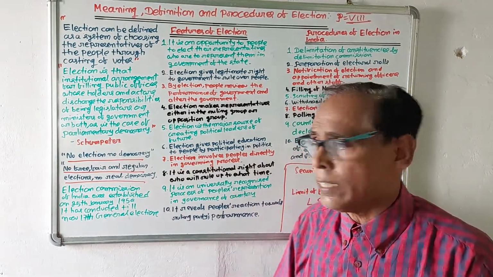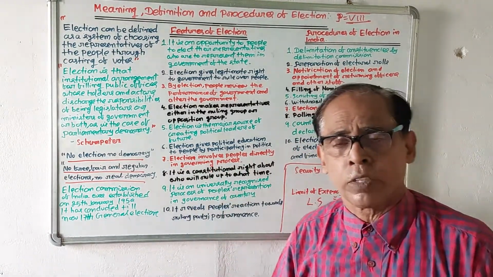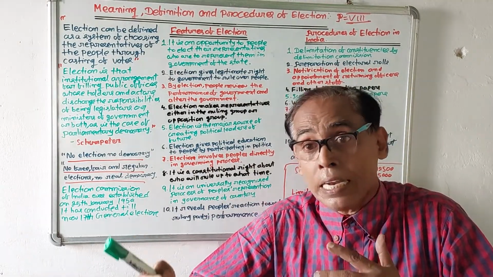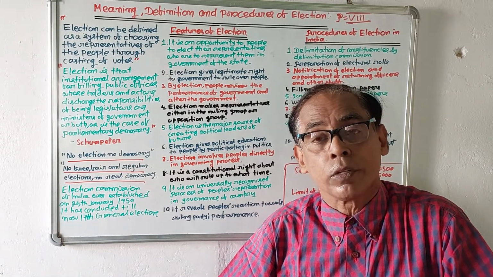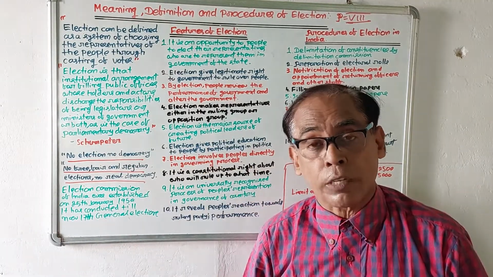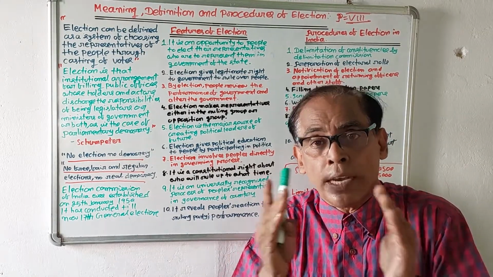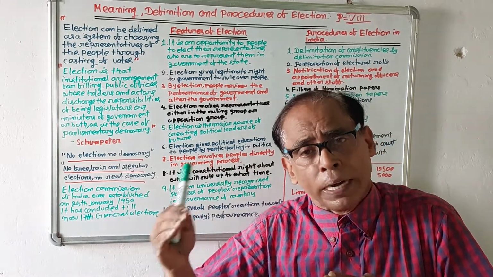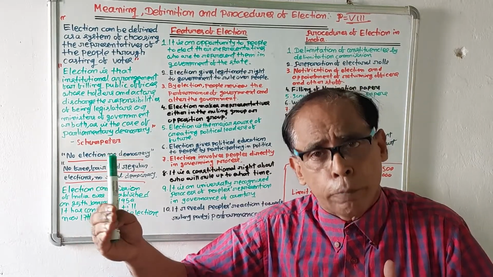Okay, viewers, very interesting. Then, election involves people directly in the government process. Another feature of election is that it involves people directly in the administration. People will cast the vote, people will watch the activities of the government, people will contest in the election. So, election is a medium by which people directly participate in the political system or government process.